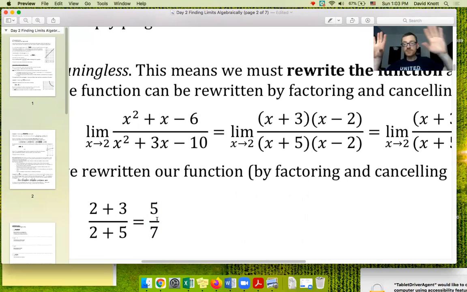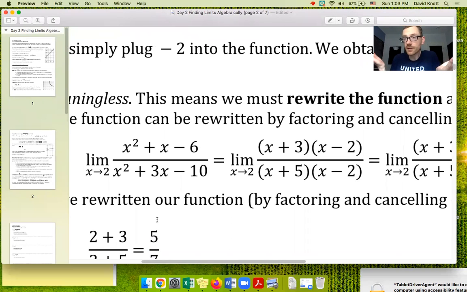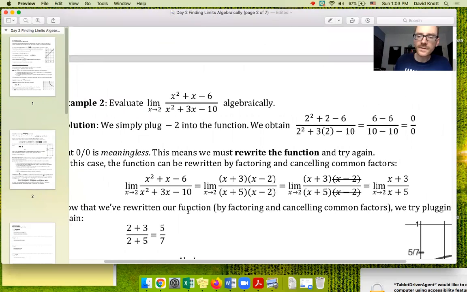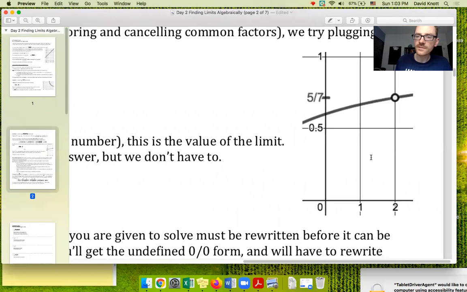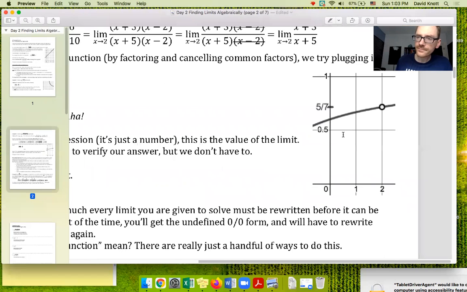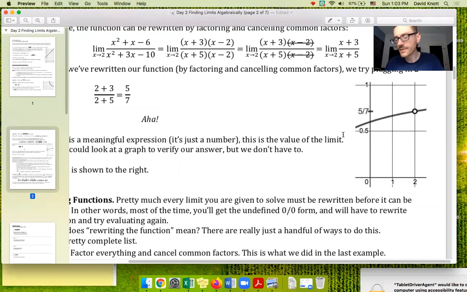So that, broadly speaking, is the process of evaluating limits algebraically. You just take the number and plug it in. If you get a regular number, that's the value of the limit. If you get 0 over 0, then you need to simplify and try again. Now, the tricky part is knowing how to simplify the expression. And by the way, just to wrap up this problem, the graph looks like this. As you can see, there's a little hole sitting at 2. If you get 0 over 0, that usually means that you have a hole in the graph.